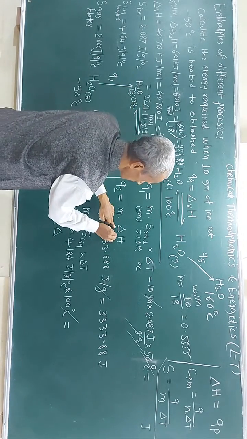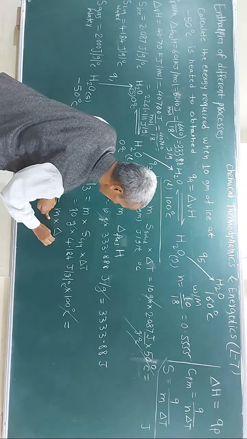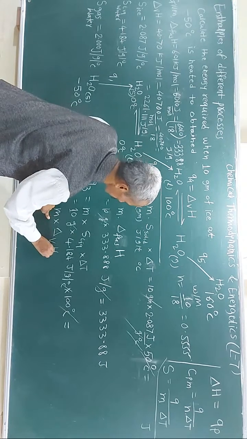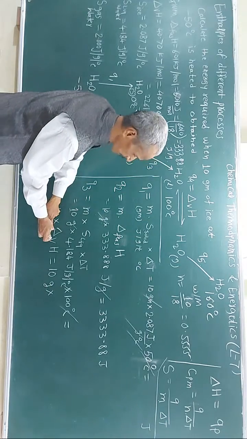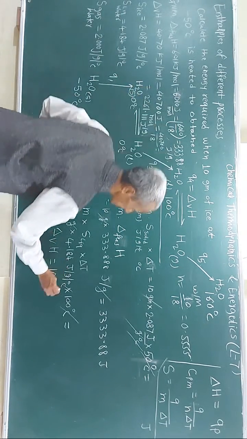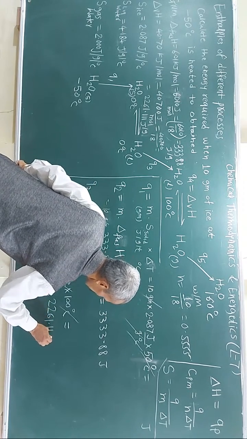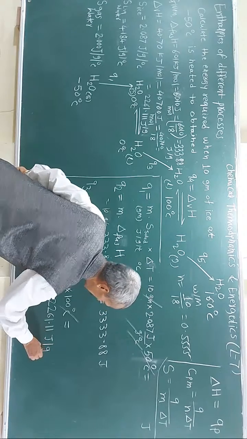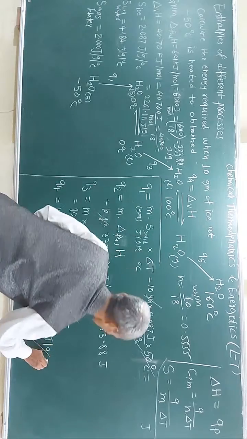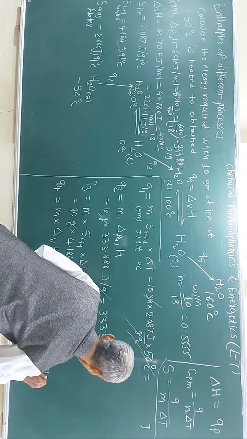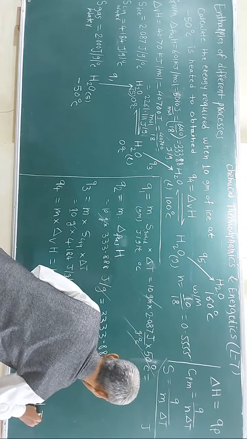So we can write here m into delta H. Here it was fusion, right? Here it is considered as vaporization. This is equal to 10 grams multiplied by delta H of vaporization, 2261.11 joules per gram, right? So this gram and this gram get cancelled, and what is obtained is 22611 joules.